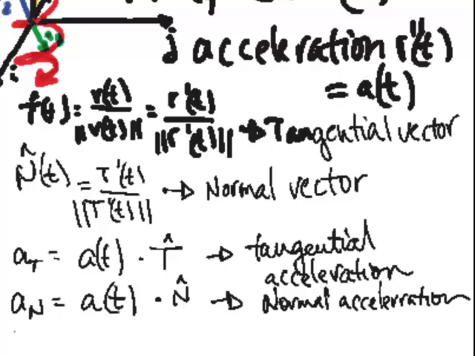Alright, and finally there's something called curvature. Curvature is basically the sharpness of the turn at that given point, and also has a formula.